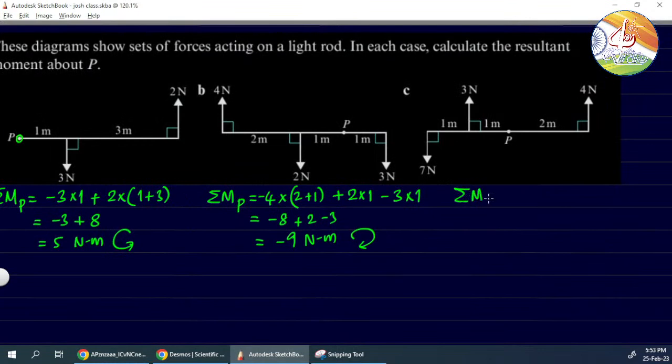And coming here, again the point P is here. So 7 into total distance, that is 2, and it is acting in anti-clockwise, so plus. Then 3 times 1, it's acting in clockwise direction, so minus. And 4 times 2, this is acting in anti-clockwise, so plus. So 14 minus 3 plus 8, that is 17 Newton meter. Now this is positive, which means it is in anti-clockwise direction.